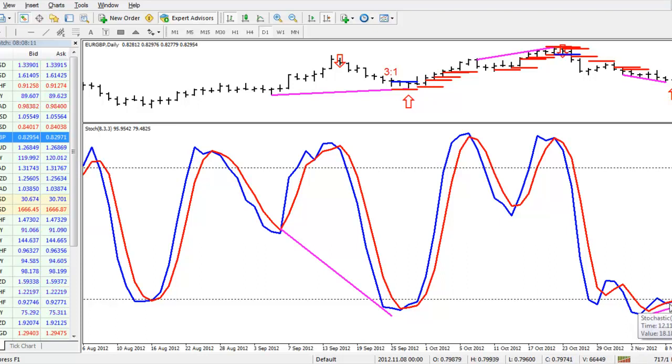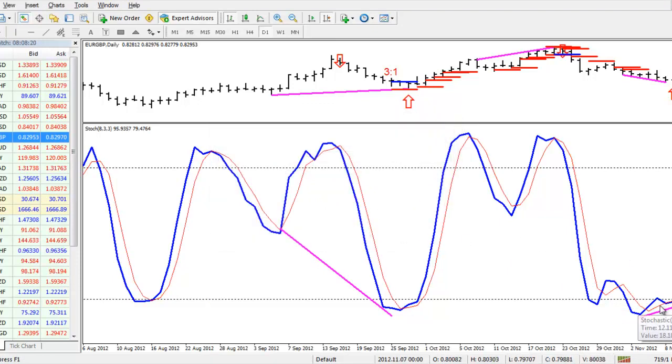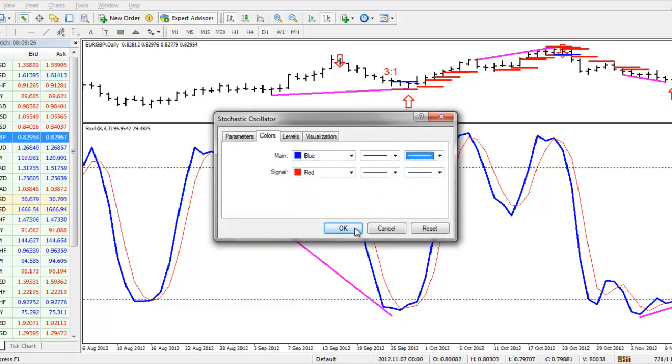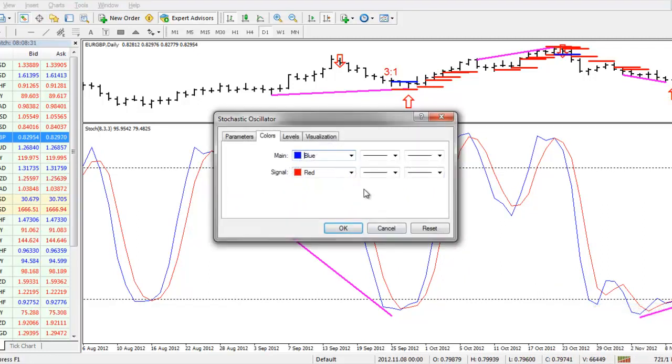The blue line has flicked up, and to make this more visible, I'm just going to change the thickness of the red line there so that you can indeed see the blue line is underneath the red. I'll change the thickness of them both. We can see the blue line is just underneath there. Therefore, we have a higher low on the stochastic.